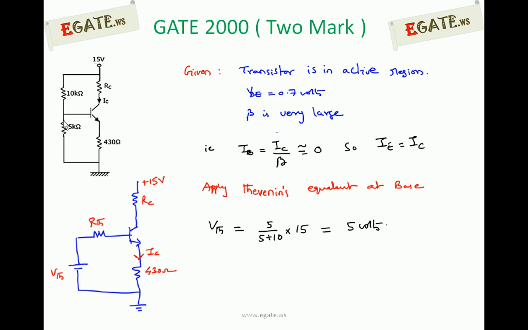RTH, Thevenin's resistance, is the resistance looking into the base. Whenever we calculate Thevenin's resistance, the DC voltages will be shorted. So this DC voltage acts as a short circuit, that is, it is connected to ground. Whenever it is connected to ground, this point is connected to ground through 10 kilo ohms. The same base point is connected to ground through 5 kilo ohms. That implies 10 kilo ohms and 5 kilo ohms are in parallel. So RTH can be written as 10 parallel 5. The value is not important, we will see.